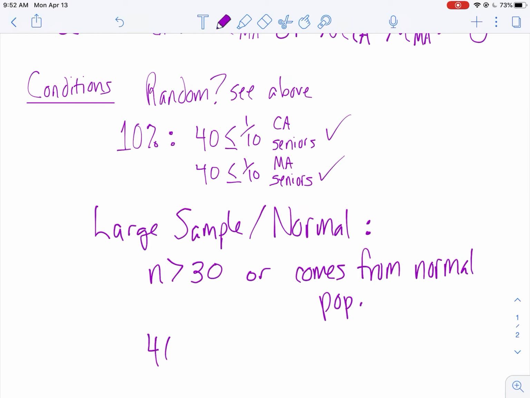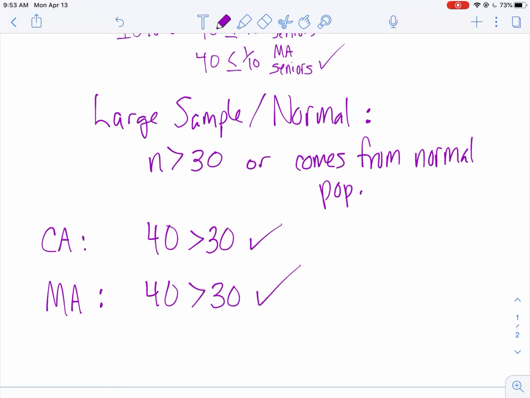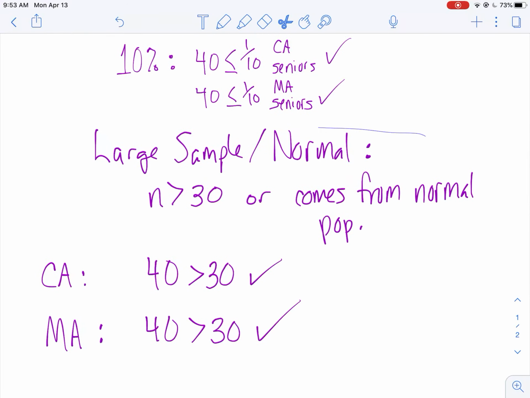In this case, we had 40 for California. 40 is greater than 30, so I'm good. I don't have to draw a histogram or anything. I don't have to prove that. For Massachusetts, we had the same sample size in this case. We had 40, greater than 30. Absolutely, so I don't have to draw a histogram. Now remember, for your histogram, you can use different ranges and stuff. Some people use box plots.